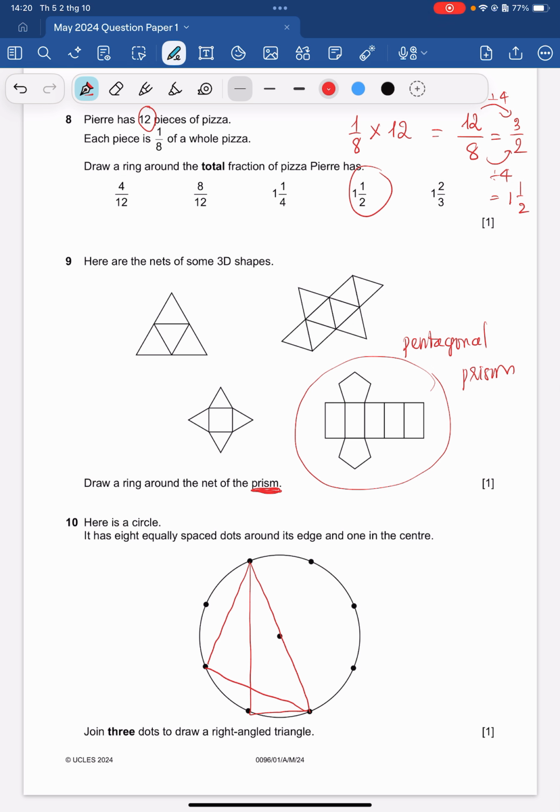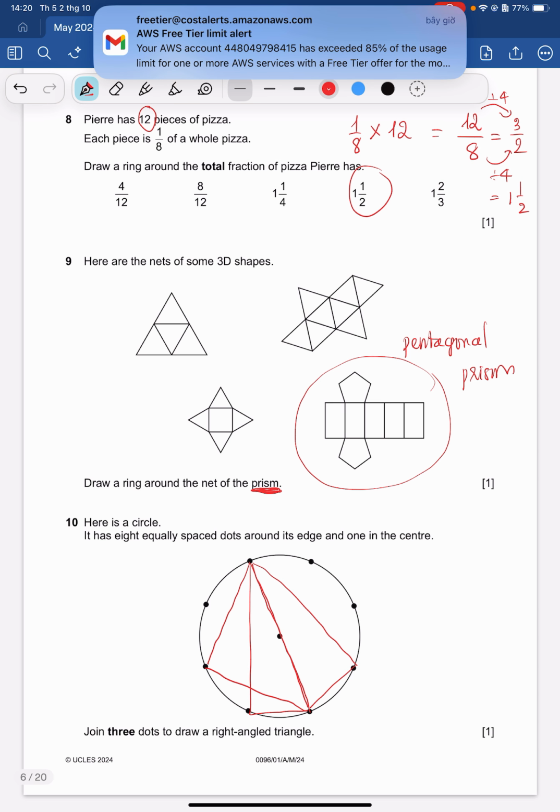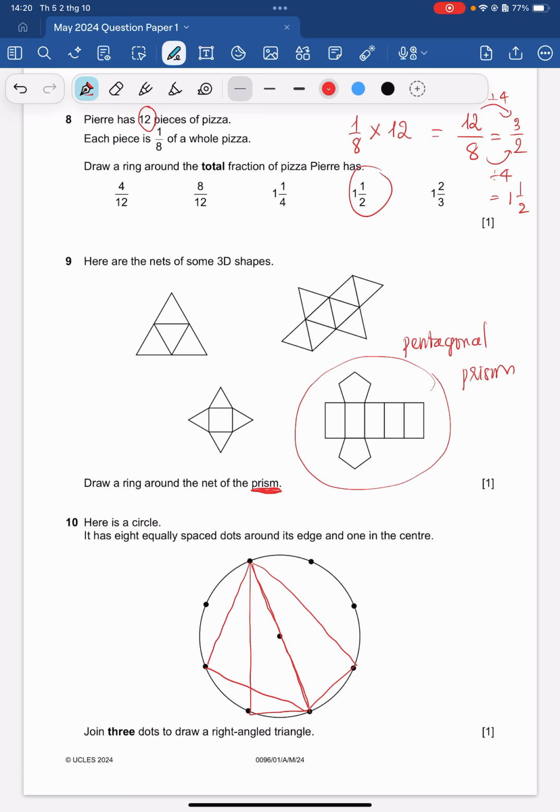Okay, we have a lot, right? You can choose another diameter and connect with any point you want. Just make sure that you have one line passing through the center, and it is easier to make a right angle triangle.